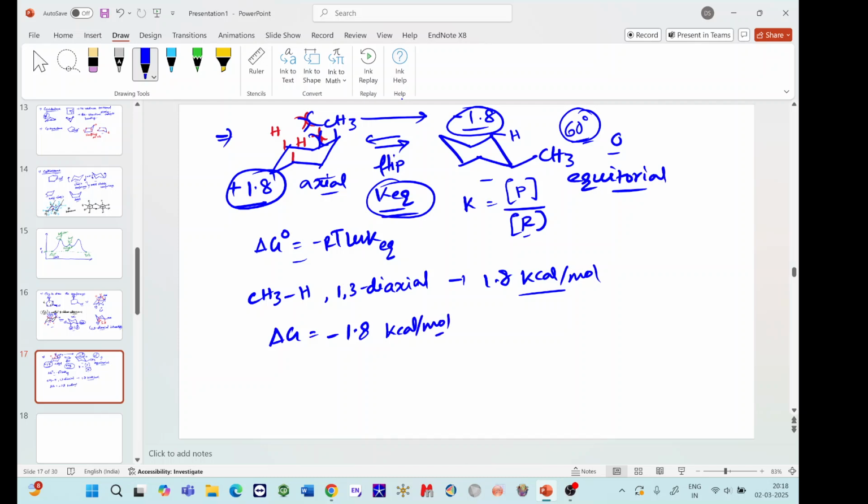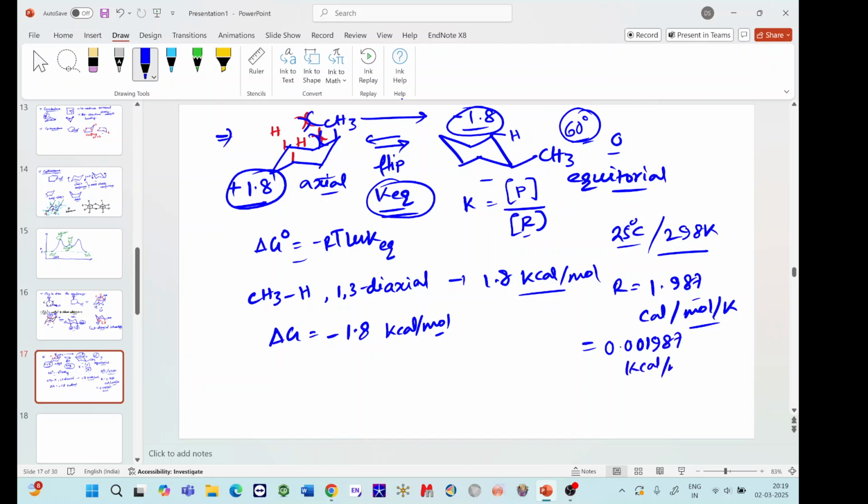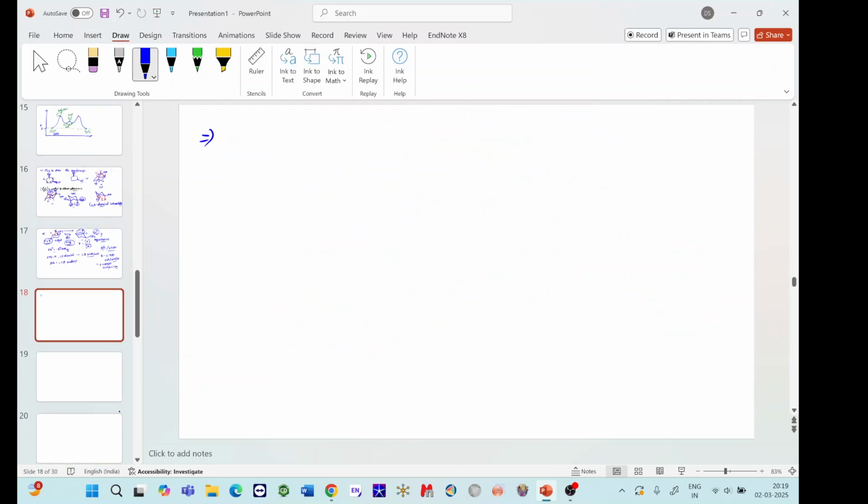So your delta G value will be minus 1.8 kilocalorie per mole. Suppose you are having this at room temperature, that is 25 degrees C or 298 Kelvin, and the R value is 1.987 calorie per mole per Kelvin. If you convert it to kilocalorie, then it will be 0.001987 kilocalorie per mole per Kelvin. Let me do the calculation on the next page.